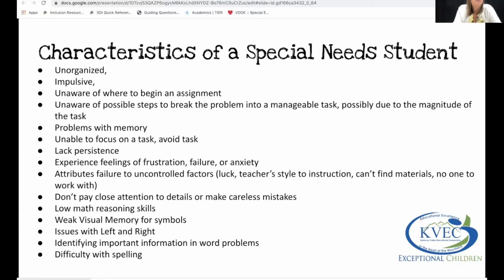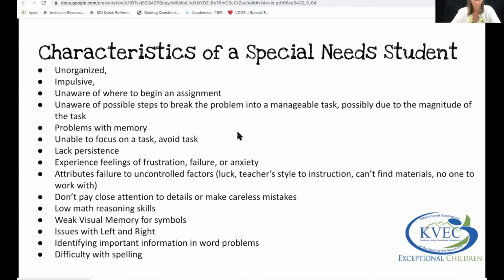I'm seeing problems with memory. I'm seeing careless mistakes. Unable to focus on a task. That's a big one. How do we keep them focused on a task? Low math reasoning. That's a huge one. I tell you, another one that was big for me was disorganization. I see that now. And then also another huge one that I see with our students, because if they can't organize, guess what they can't do? They also can't organize inside the problem. They can't put their information together. So they're having trouble just organizing that information.